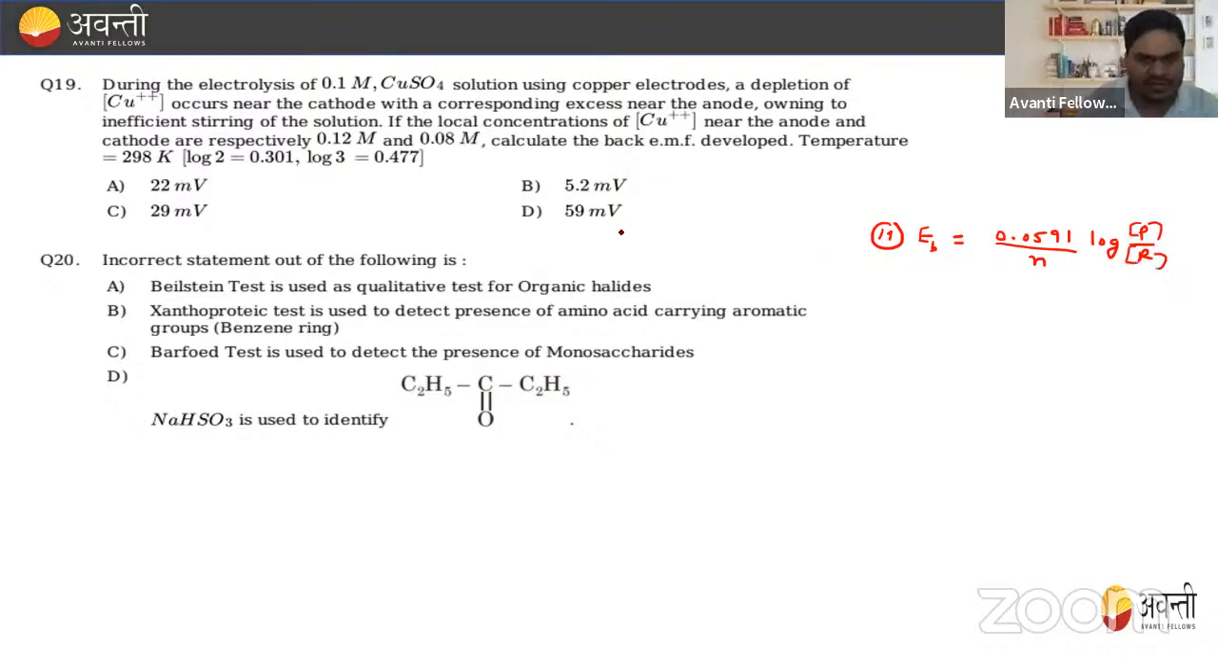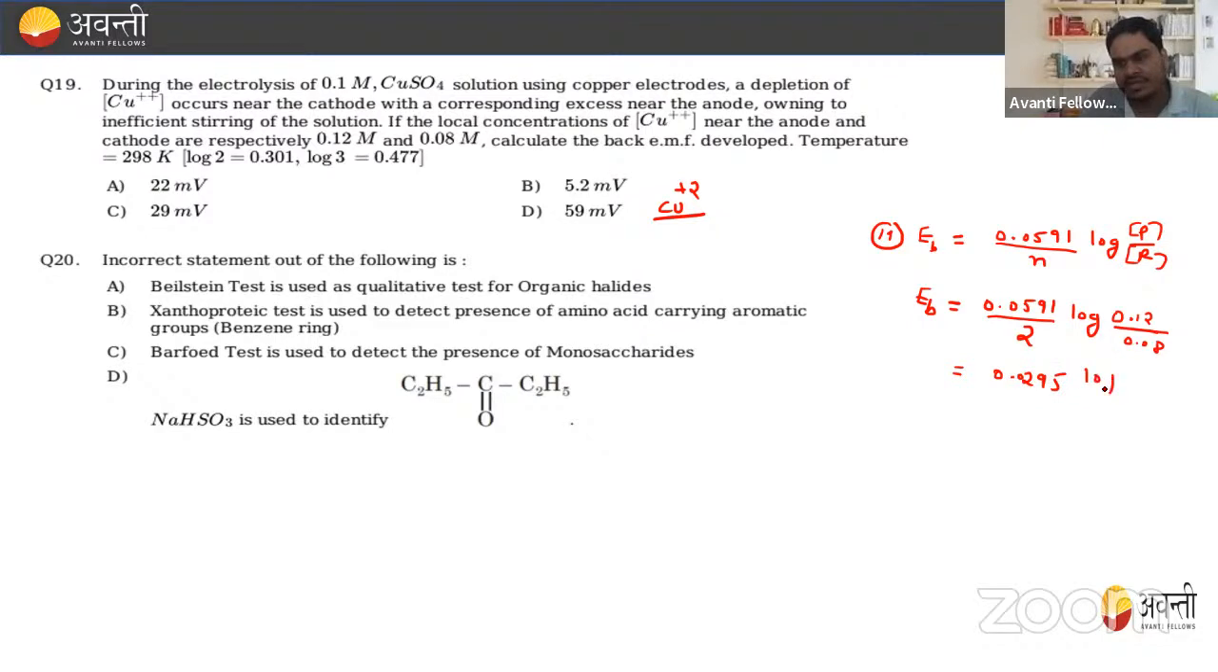Now, what is copper sulfate? In copper sulfate, copper has a plus 2 charge, so the value of n is equal to 2. So it is equal to 0.0591 divided by 2, times log of the cathode concentration over the anode concentration. We know the values: 0.12 and 0.08. So this is log of 0.12 divided by 0.08. Just solve this value. You'll get 0.0295.